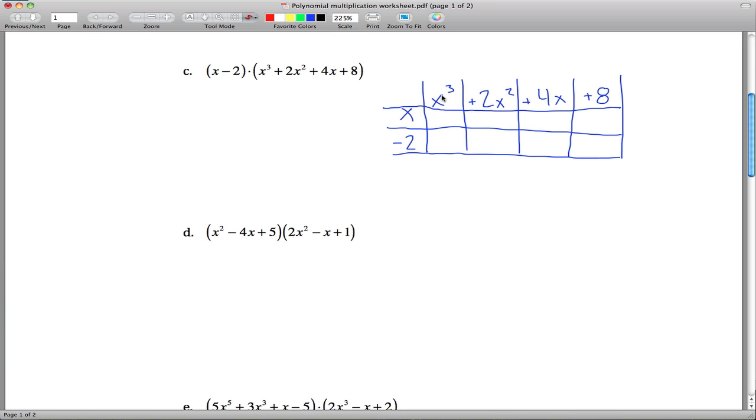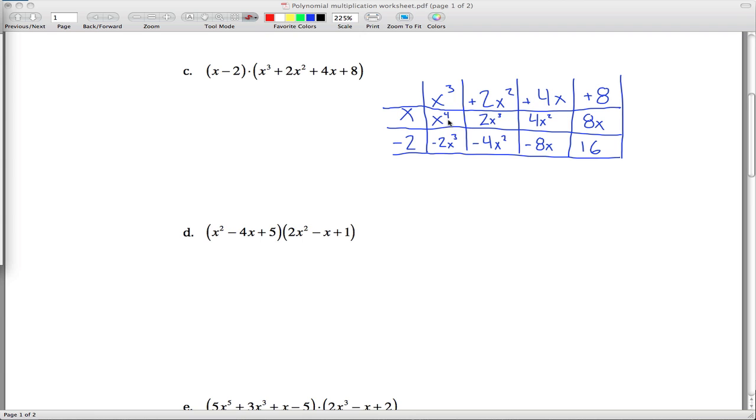So what goes here is x times x cubed, which is x to the fourth. What goes here is 2x squared times x, which is 2x cubed. X times 4x is 4x squared, and x times 8 is 8x. Negative 2 times x cubed is negative 2x cubed. Negative 2 times positive 2x squared is negative 4x squared. Negative 2 times positive 4x is negative 8x. And negative 2 times 8 is negative 16.